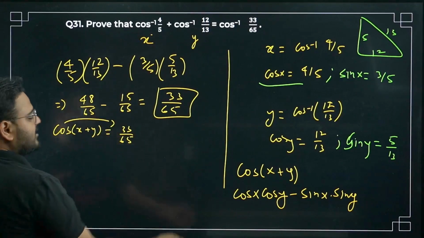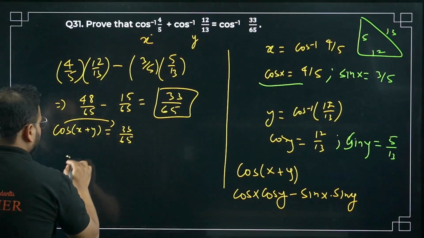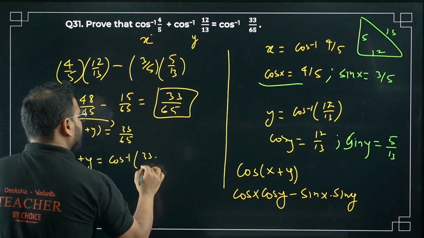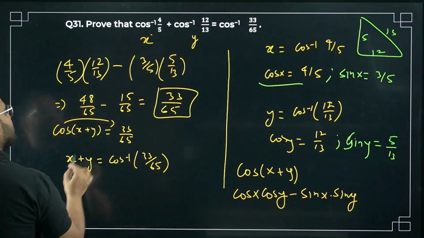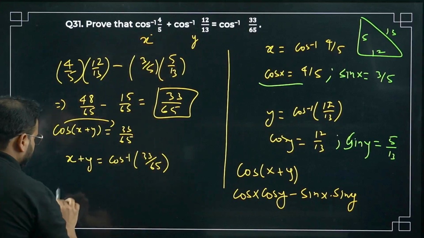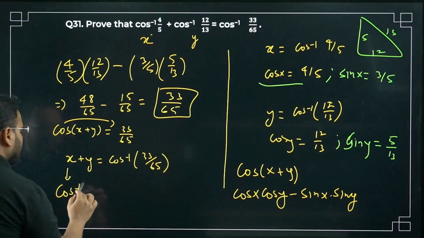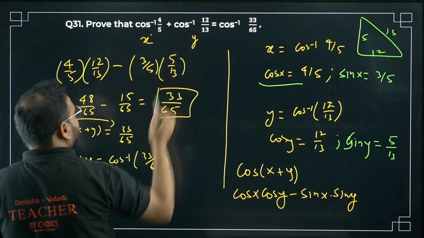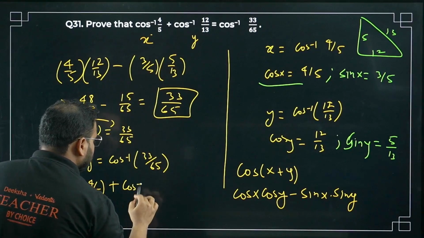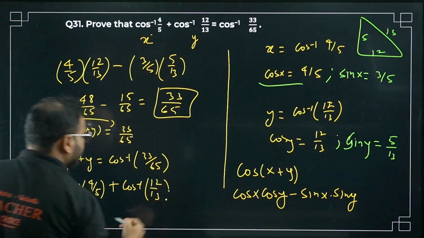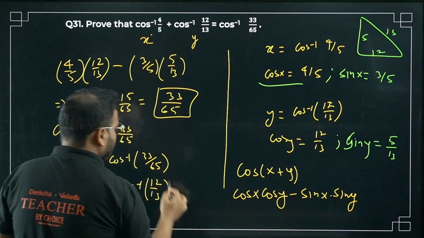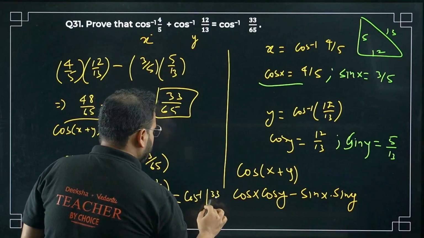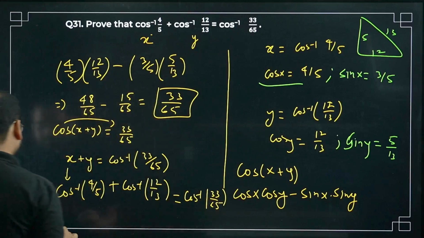Take cos on this side, basically you take the inverse. What will happen? It will become x plus y equals cos inverse of 33 by 65. What's the value of x, bacha? From here, cos inverse of 4 by 5. X is nothing but cos inverse of 4 by 5, sir. And what is the y value, bacha? From here, cos inverse of 12 by 13. Okay, and this is coming equal to this value, cos inverse of 33 by 65.